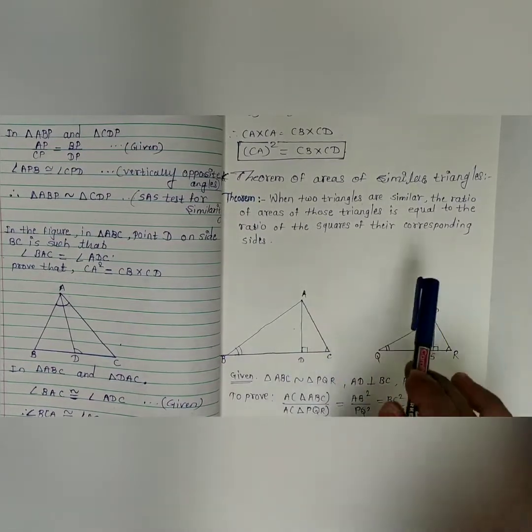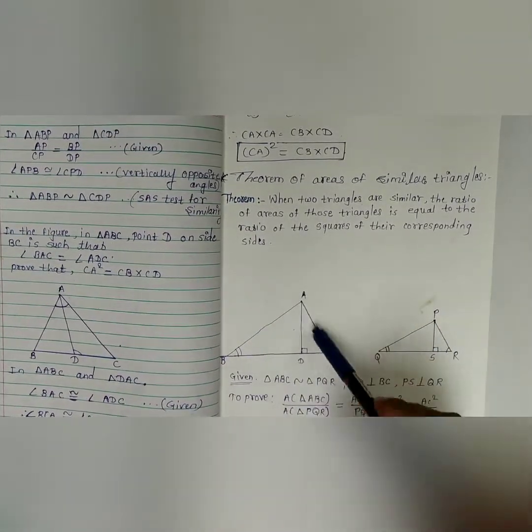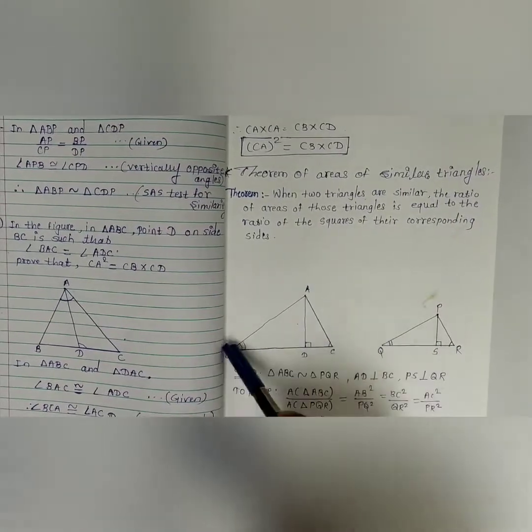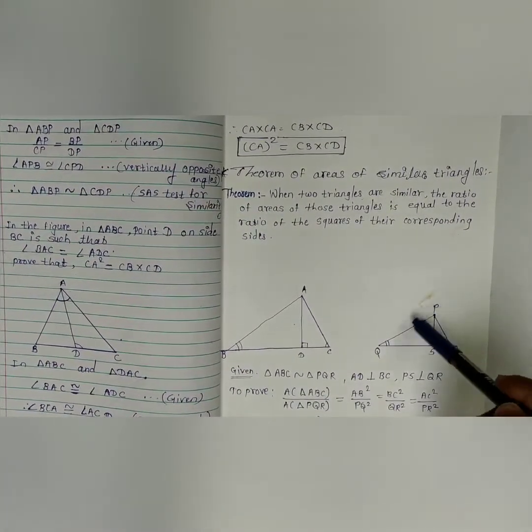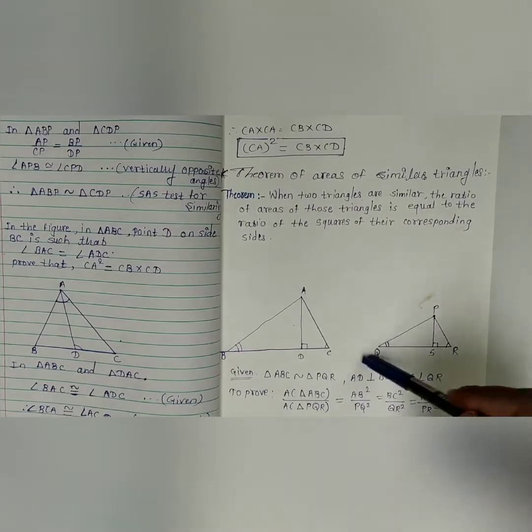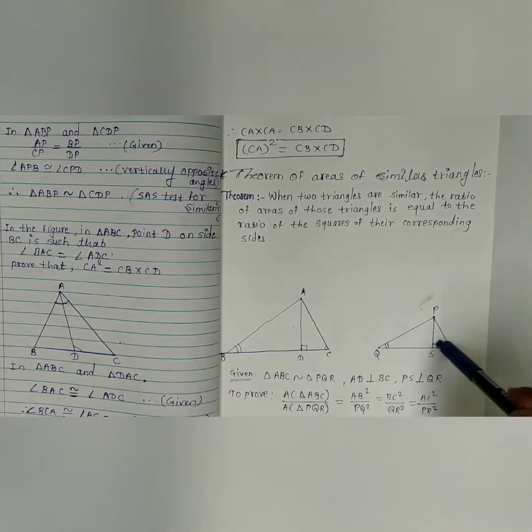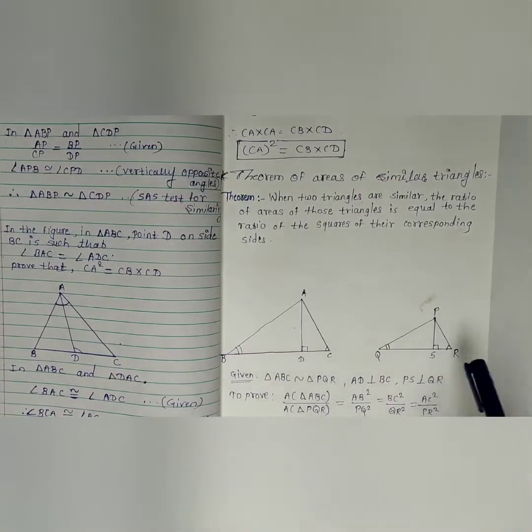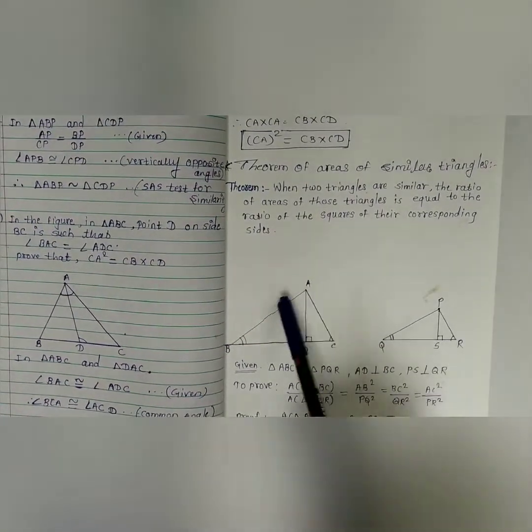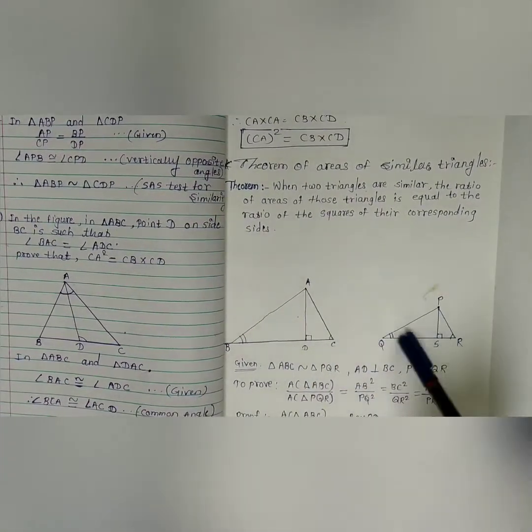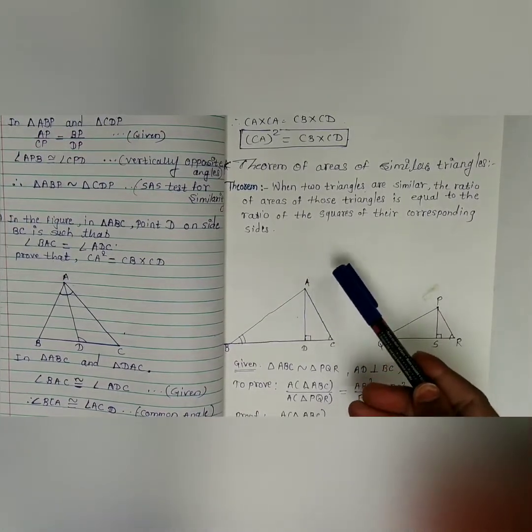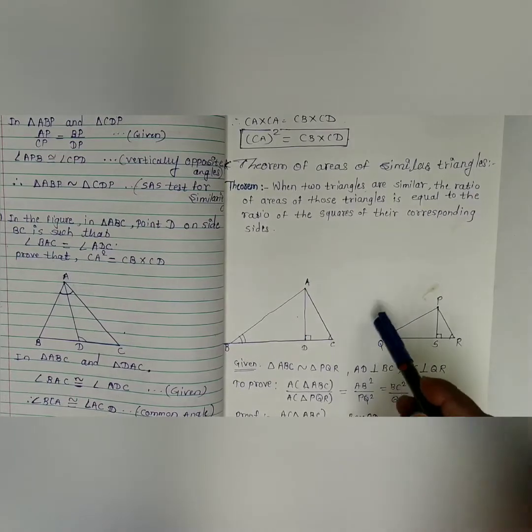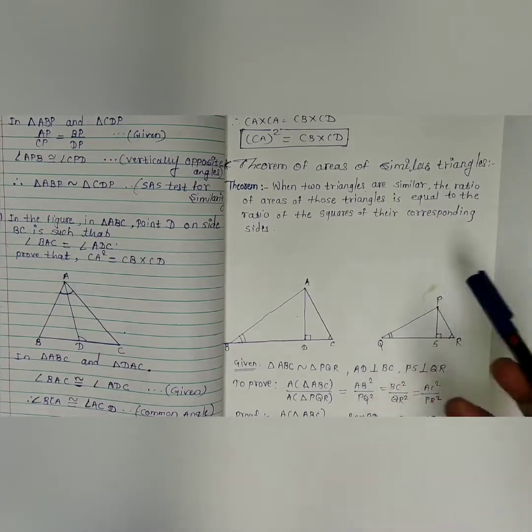In triangle ABC there are three sides, AB, AC and BC. AD is perpendicular to BC. And in triangle PQR, three sides, PQ, PR and QR. And PS is perpendicular to QR. Here we have to prove that the area of triangle ABC upon area of triangle PQR is equal to the ratio of squares of their corresponding sides.